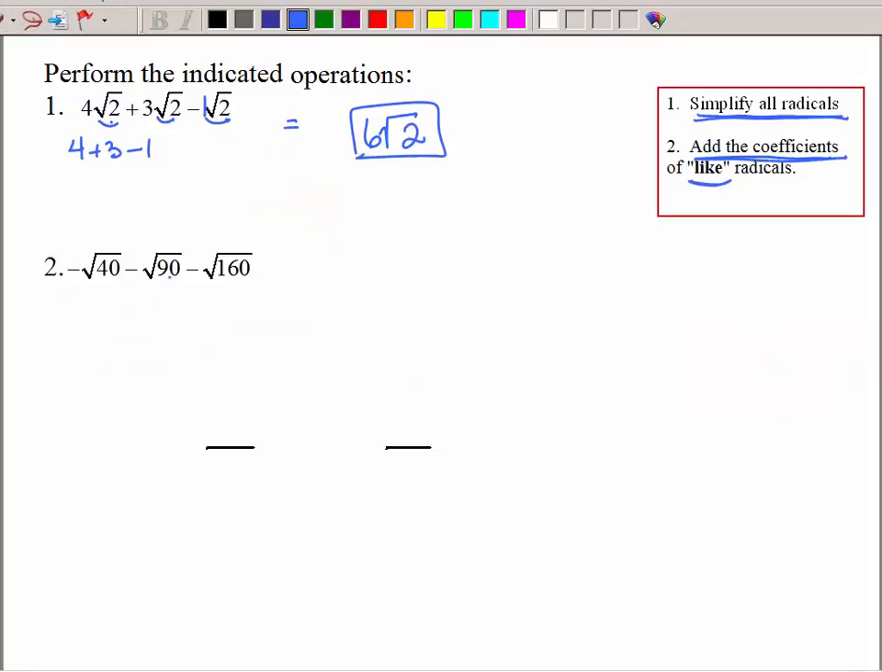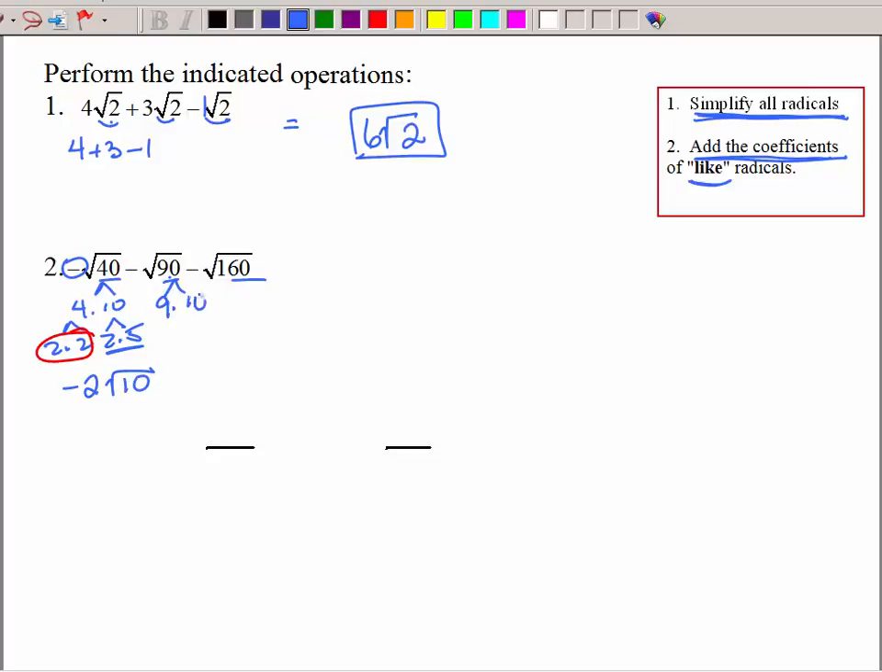The second example is a little bit harder. The radicals are definitely not the same, but you can't just say, well, they're not the same, so I'm done. No, we have to simplify those radicals. So remember 40, we would do some prime factoring. 4 times 10, we could break that apart some more and go, all right, since it's a square root, I'm looking for a pair. So don't leave out that negative. So we'd have negative 2 times the square root of 10.